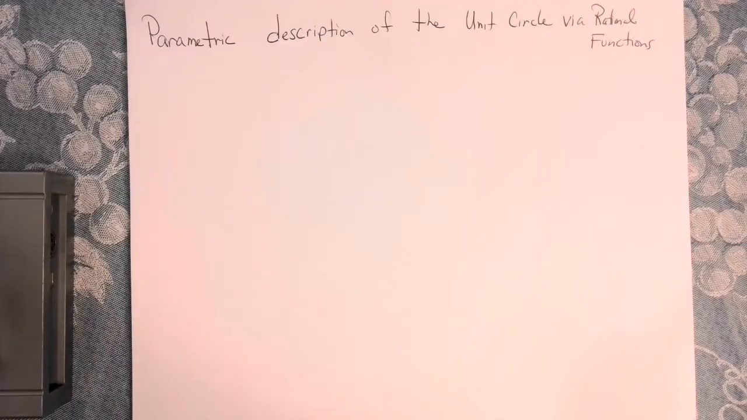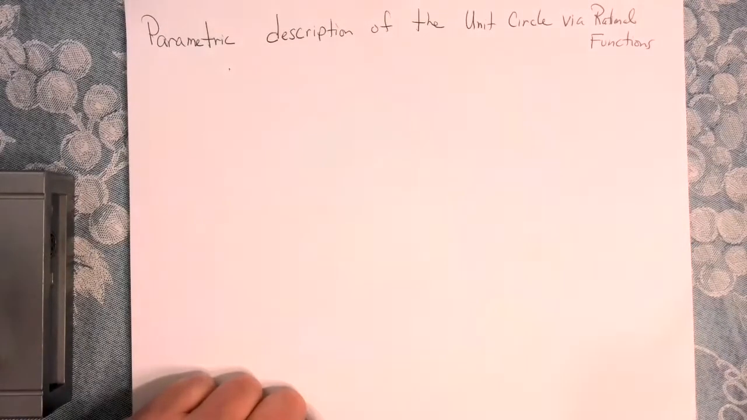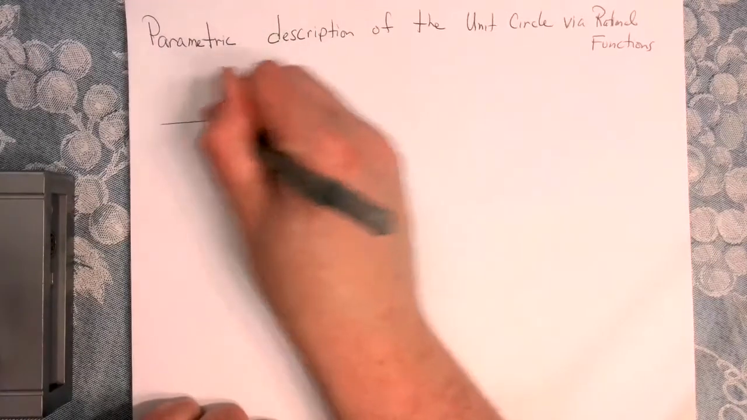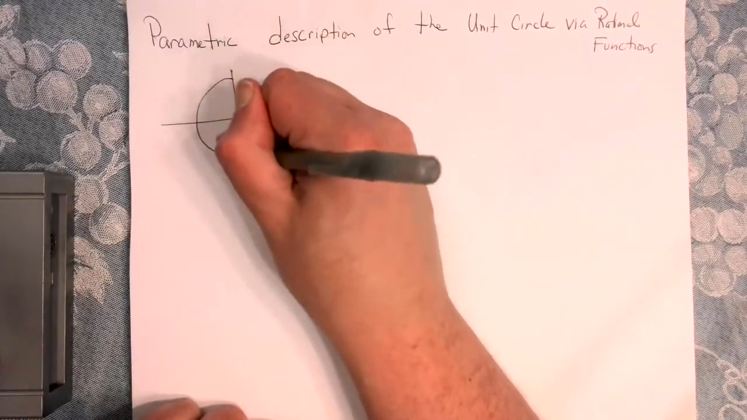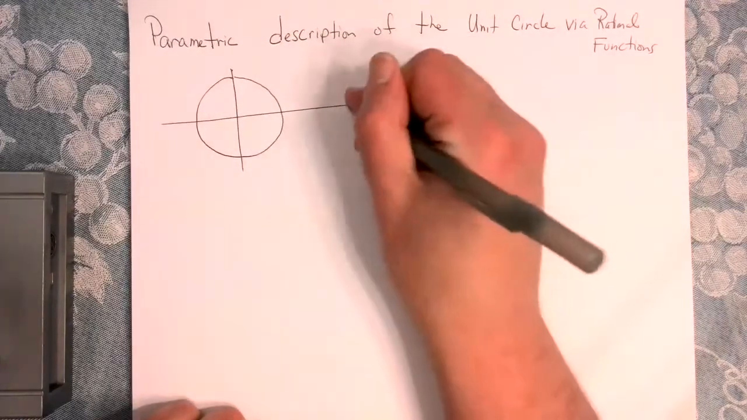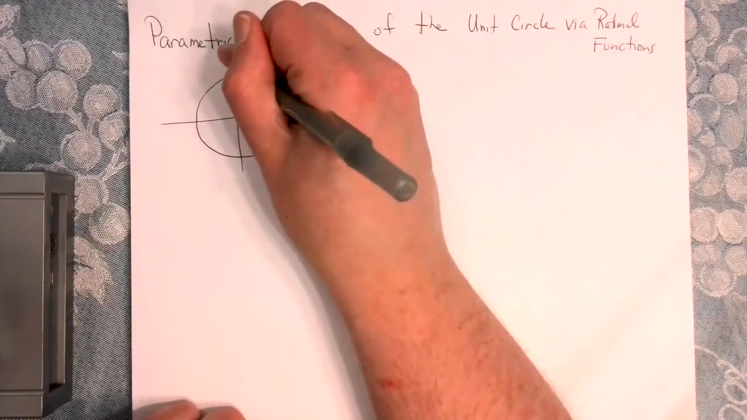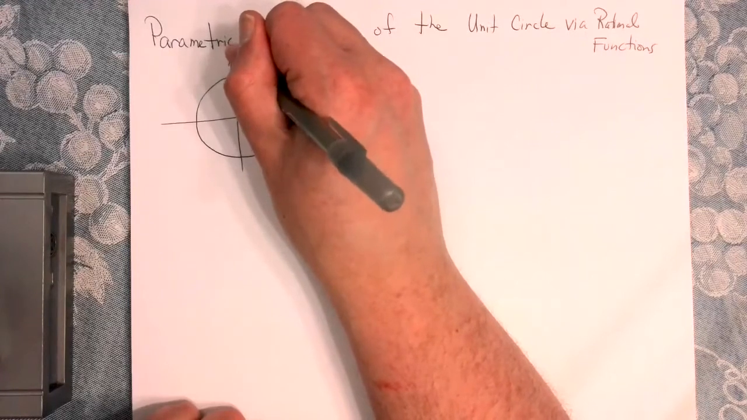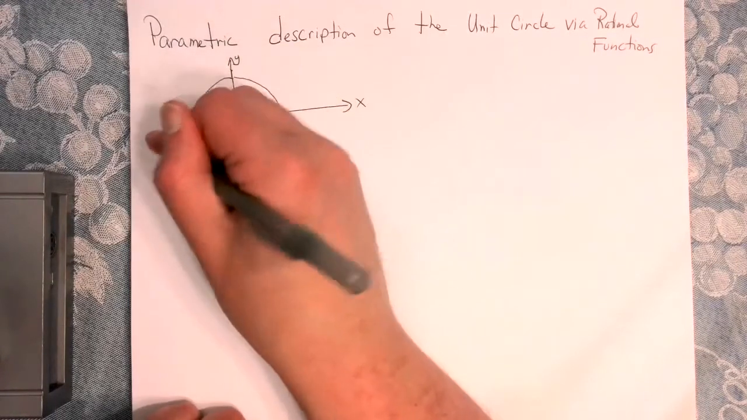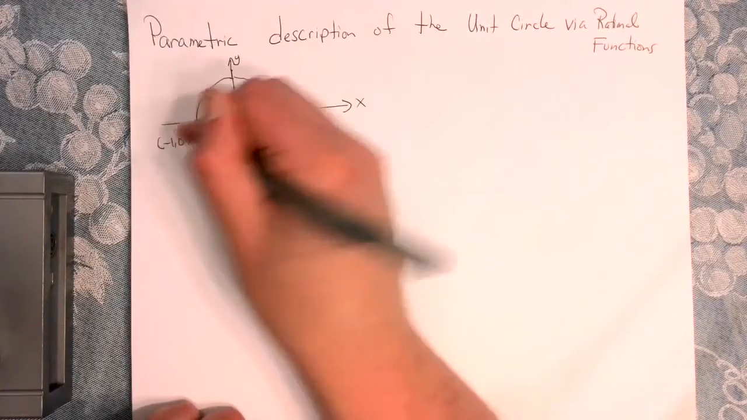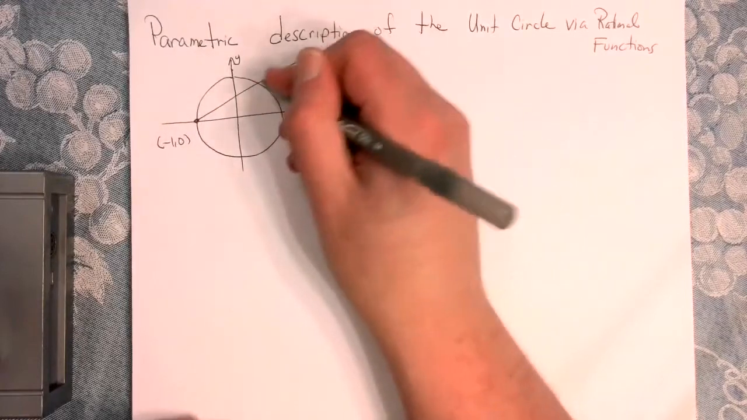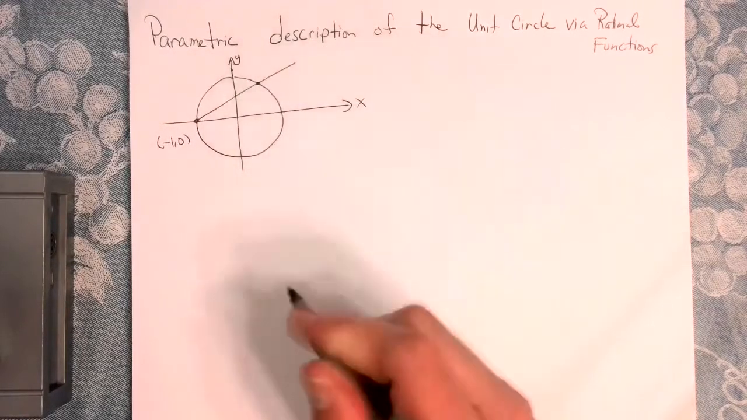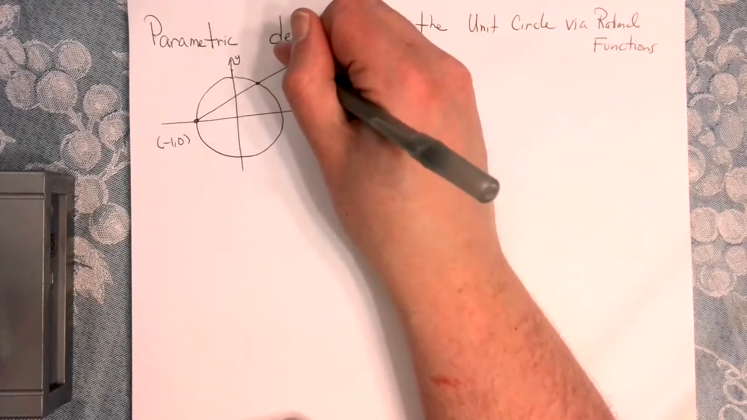Okay, so we want to give a parametric description of the unit circle using rational functions. So let's go ahead and go to our unit circle here. And so let's pick a point that's on the circle, at -1, 0. And we'll just take some line extending over here. Let's say the slope of this is t.